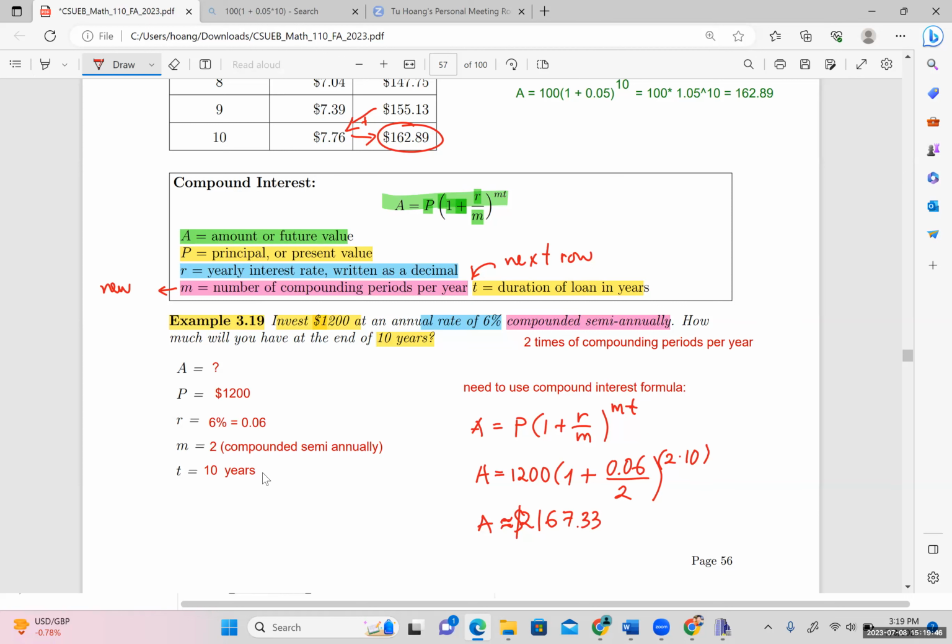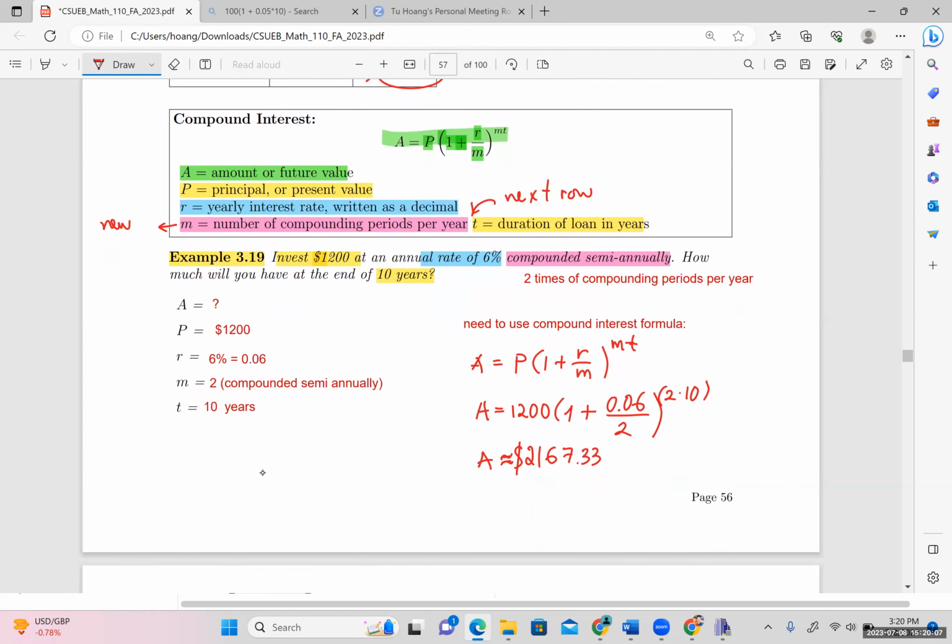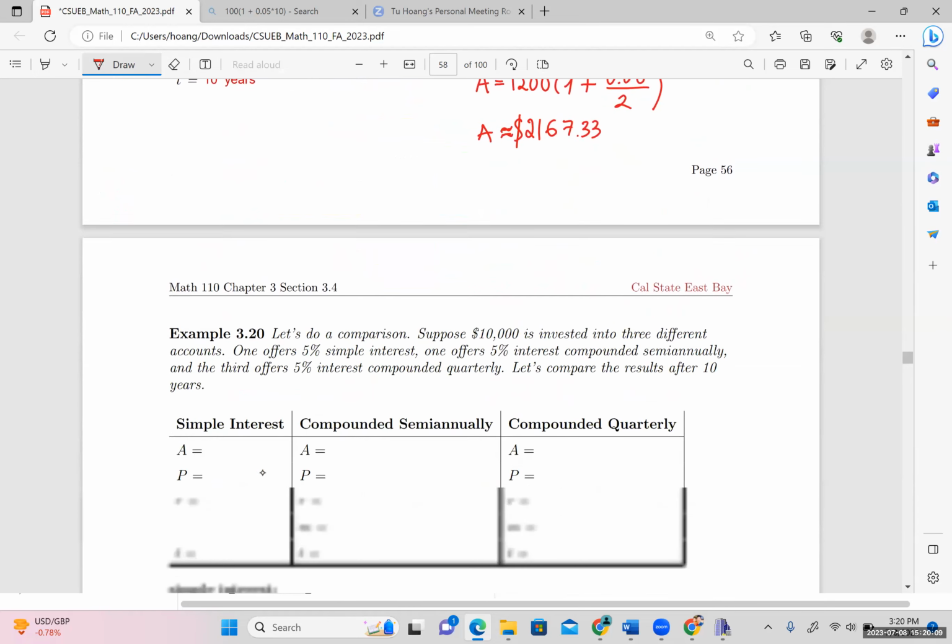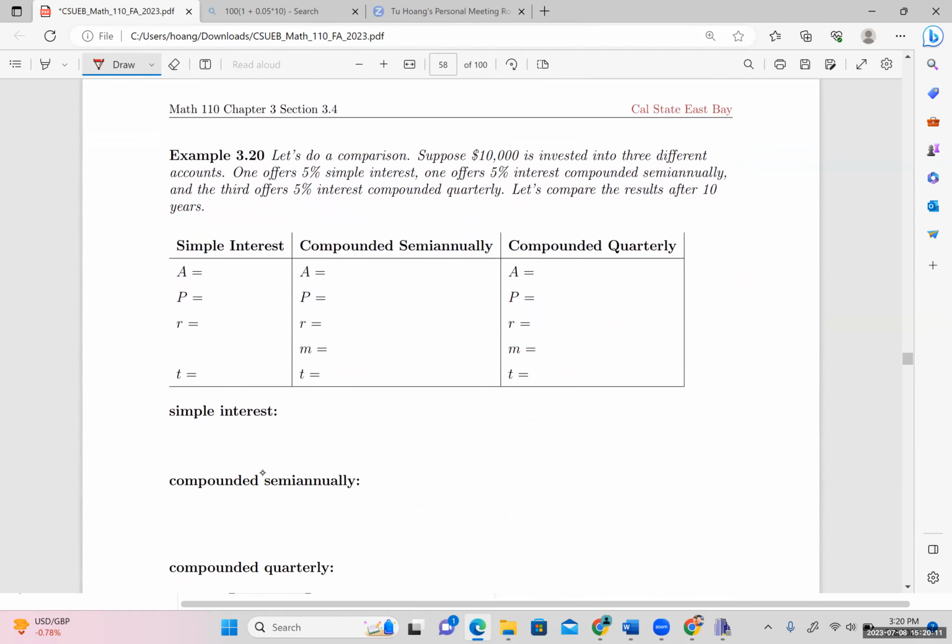So this is the amount in the future that you may get after 10 years investing 1,200. Okay, so I'm going to go ahead and move down to the next one.